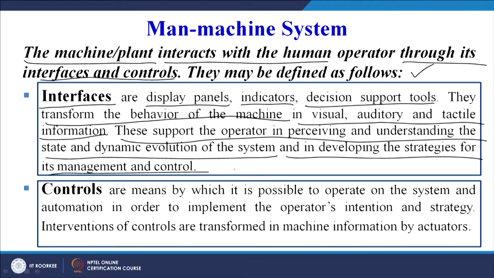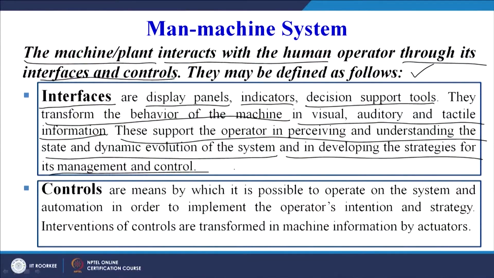So basically the interfaces are the display panels or indicators. Now we can take any example. One of the examples can be a digital watch in this particular recording studio. Now this is a display panel which is showing me the time. Now I am an operator, or you can say a worker, working in this system, and there is a display panel. Now based on that display panel I have to receive the information, process it and then take the action accordingly. So interfaces are display panels or indicators or decision support tools.